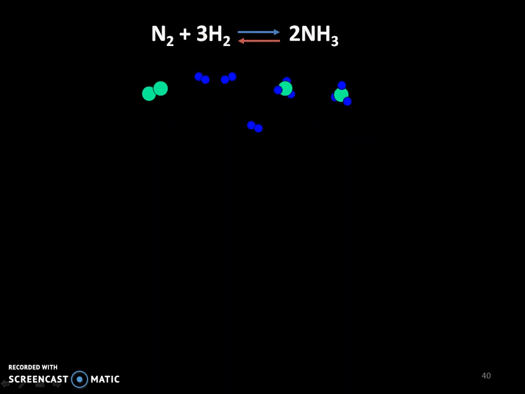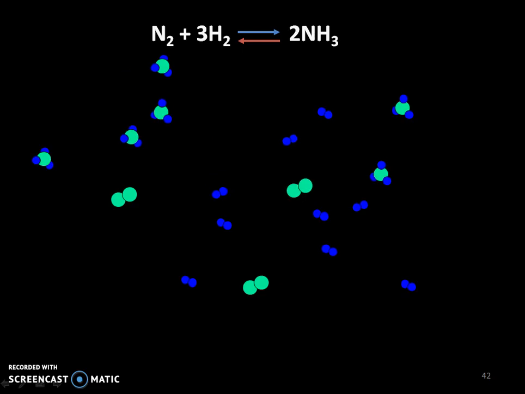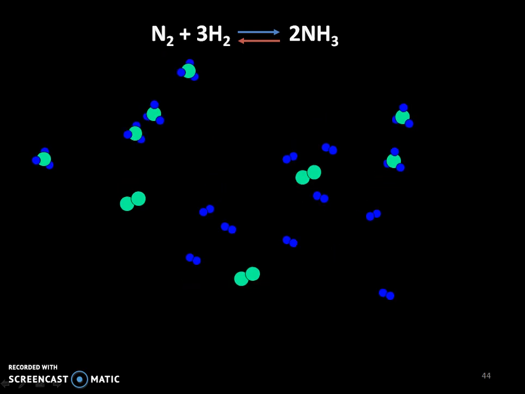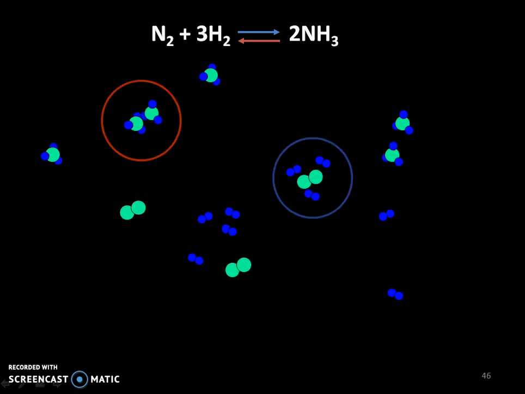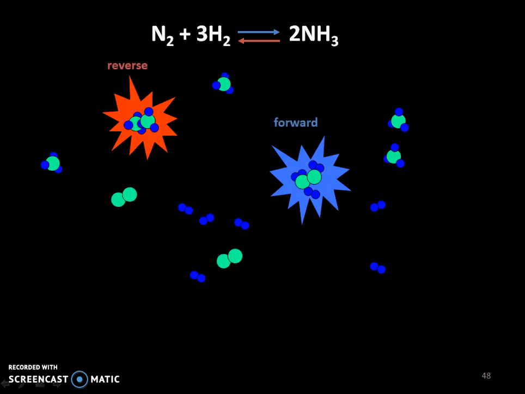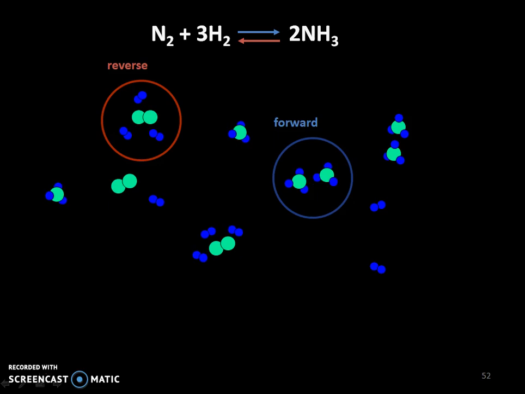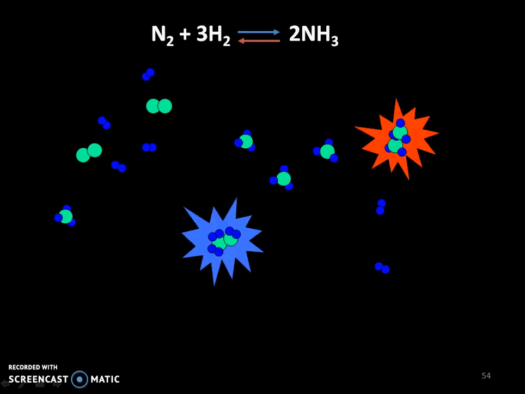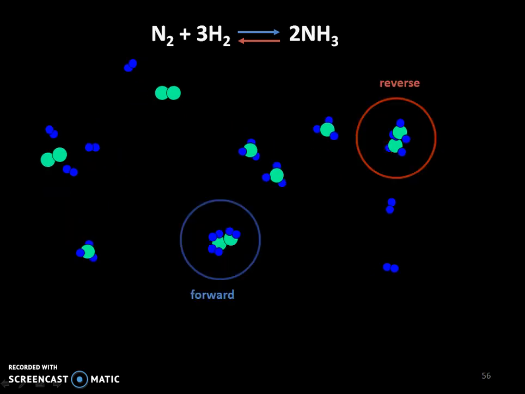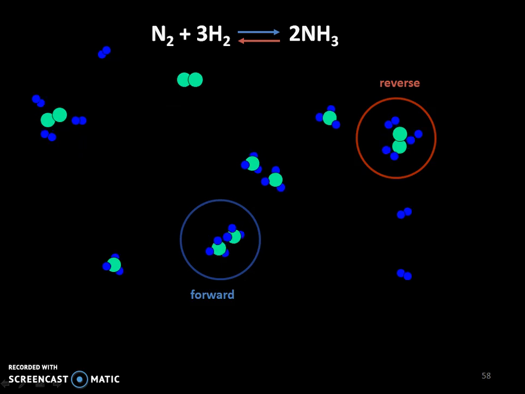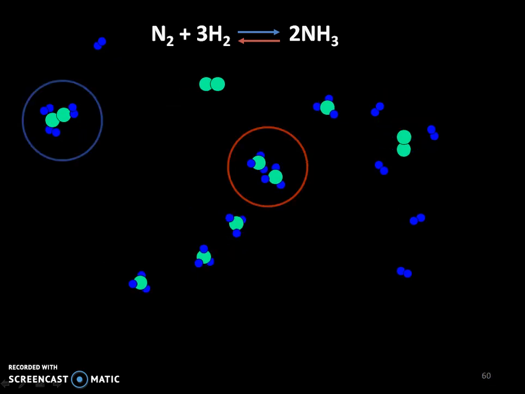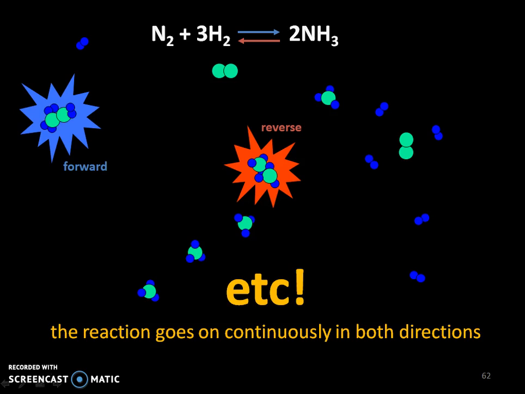So let's see what happens here in this reaction. So we just kind of have those reactants in there. You're going to see that the forward reaction is happening as well as the reverse reaction is happening at exactly the same time. I'm going to say that word that it's hard for me to say, simultaneously. So the forward reaction and the reverse reaction are happening at the same time.